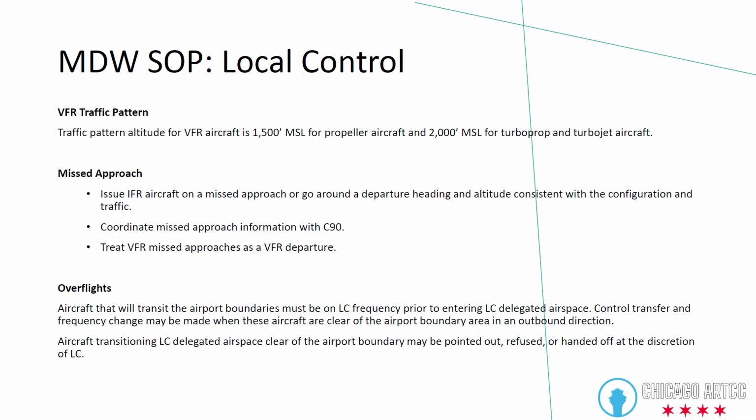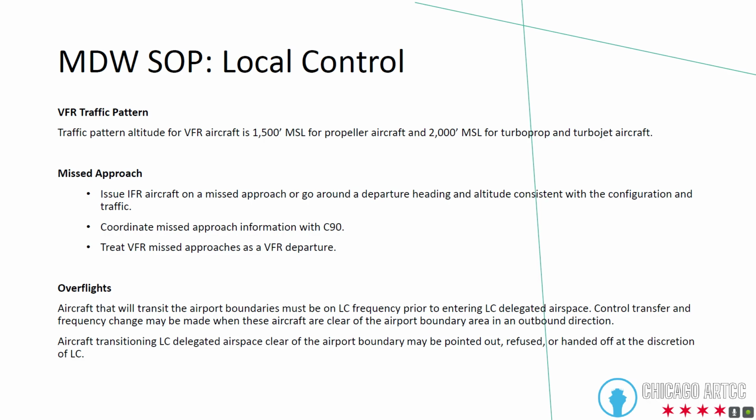Under local control, VFR traffic pattern aircraft: in our SOP, the VFR traffic pattern for props is 1,500 feet, 2,000 for turboprops and jets. Missed approach procedures. Issue IFR aircraft on a missed approach or go around a departure heading and altitude consistent with the configuration and traffic. We do have standard departure headings, so we'd want to make sure that that aircraft is given one of those headings and 3,000 feet consistent with our departures. We'll go over that later on in the show here.